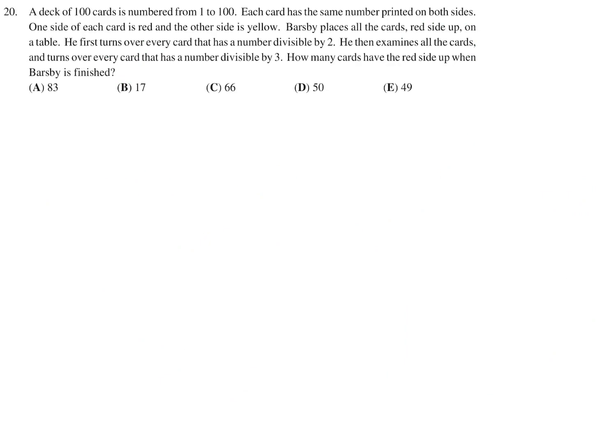A deck of cards is numbered from 1 to 100. Each card has the same number printed on both sides. One side of the card is red and the other side is yellow. Barsby places all the cards red side up on a table. He first turns over every card that has a number divisible by 2. He then examines all the cards and turns over every card that has a number divisible by 3. How many cards have the red side up when Barsby is finished?